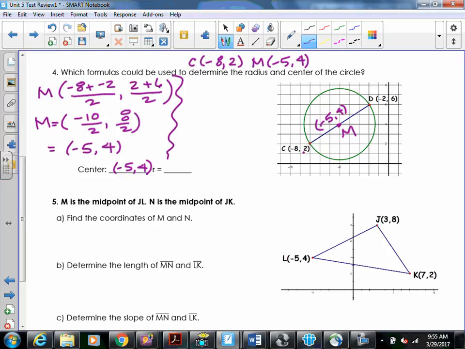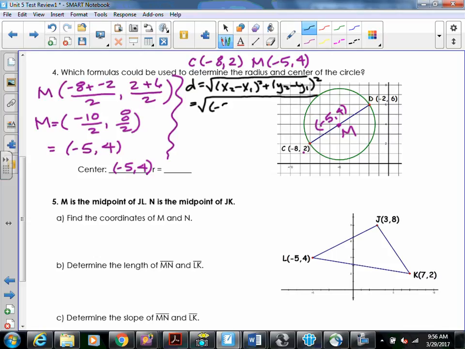All right, so now, these are the 2 points that we're going to use to find the distance from C to M, or the length of our radius. Remember your distance formula. All right, the distance formula: the square root of x2 minus x1 squared plus y2 minus y1 squared. And then you're going to plug in. Remember, you've got x1, y1, x2, y2. My second x is what?